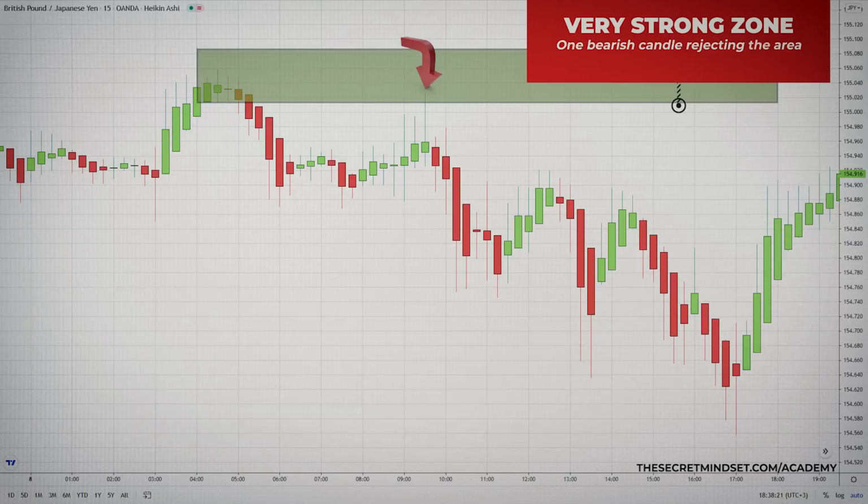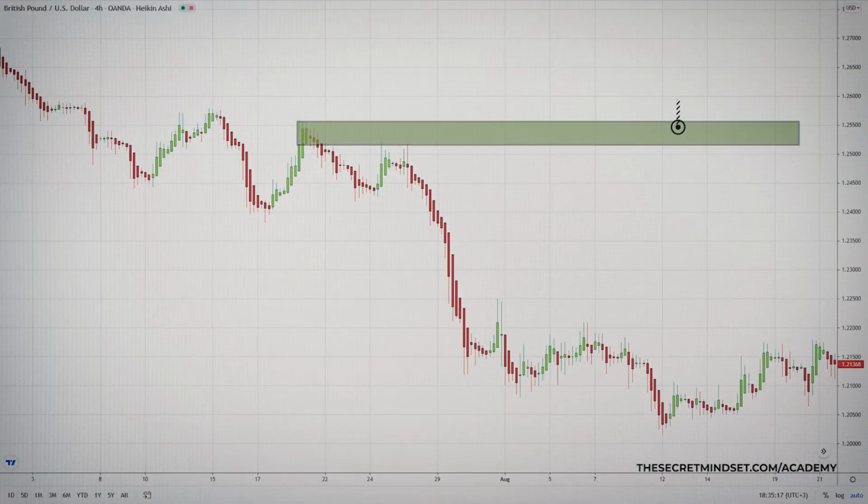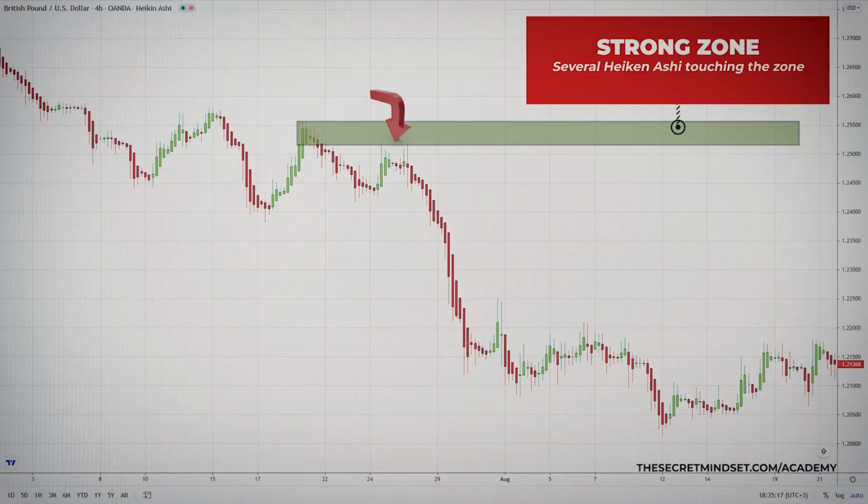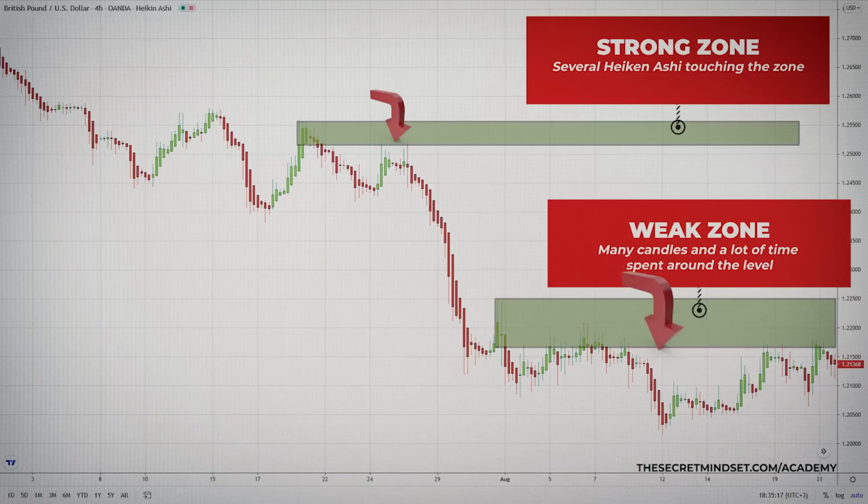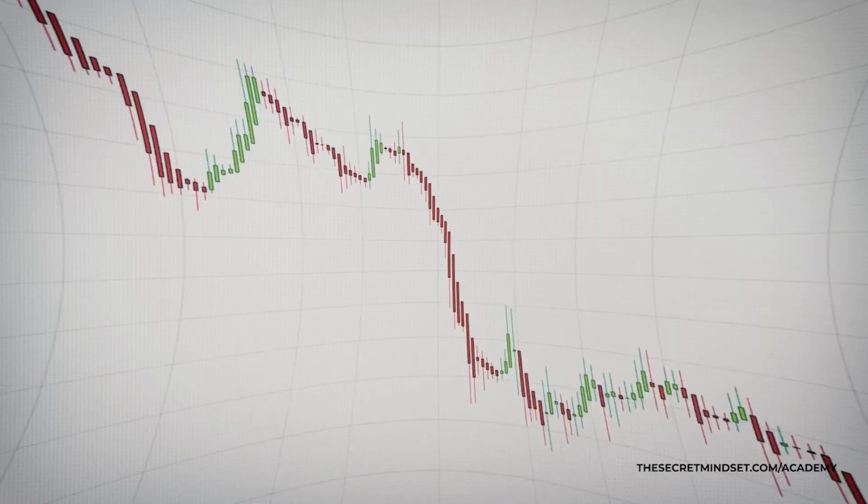The first example is the strongest zone, with one bearish candle rejecting the area. The second one is a strong zone, with several Heiken Ashi inside the zone. And the third one is a weak zone, with many candles and a lot of time spent around this area.